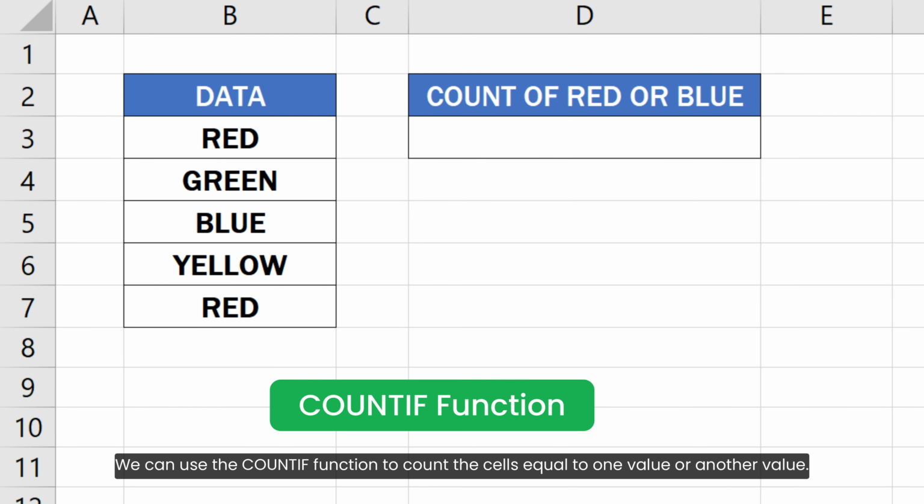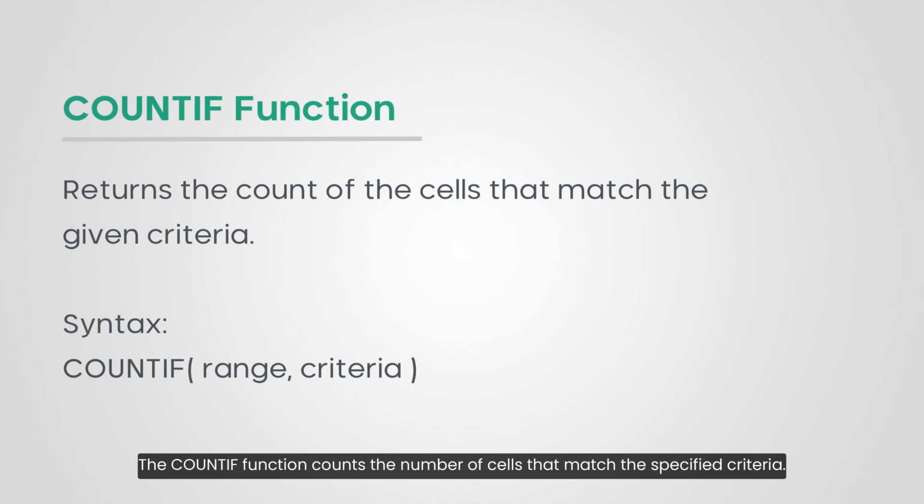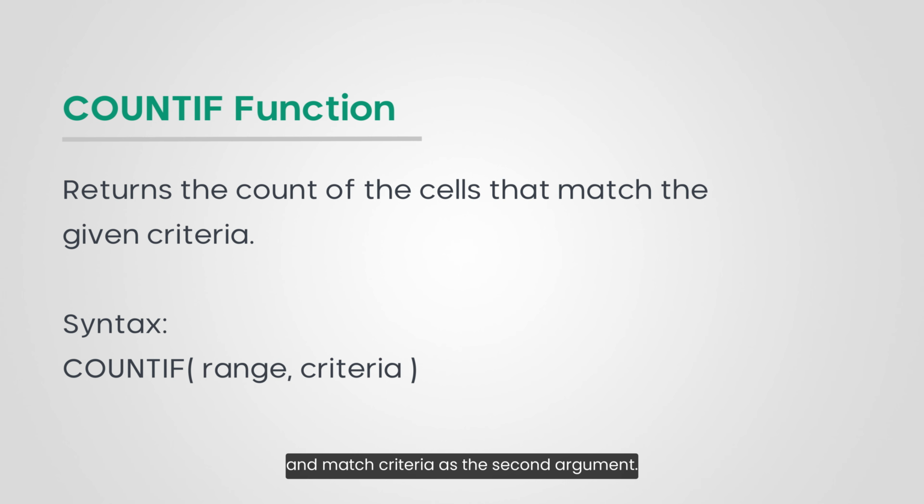We can use the COUNTIF function to count the cells equal to one value or another value. The COUNTIF function counts the number of cells that match the specified criteria. We need to specify the range of the cells as the first argument and match criteria as the second argument.